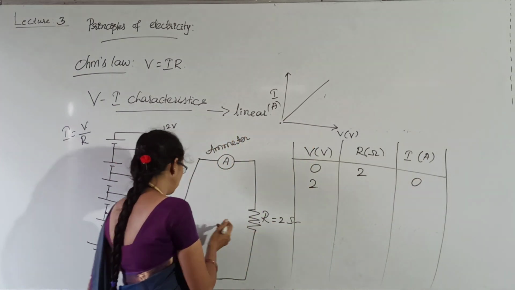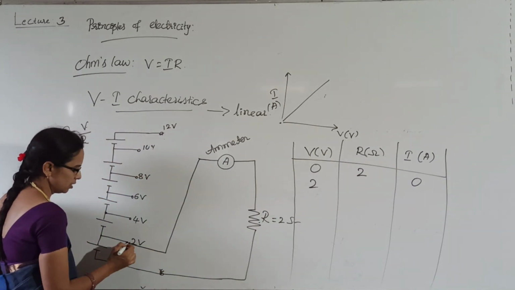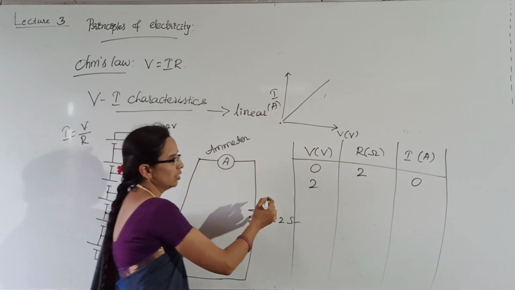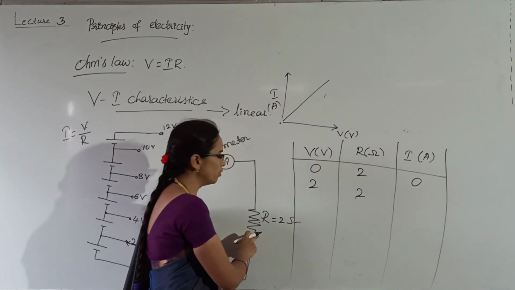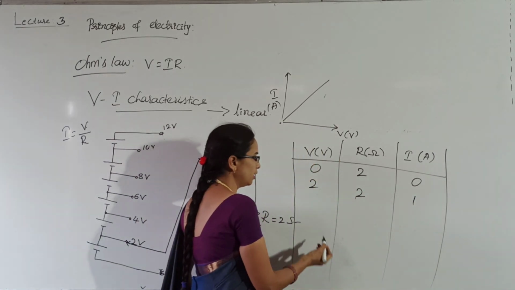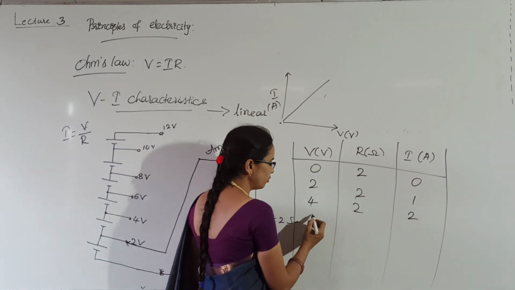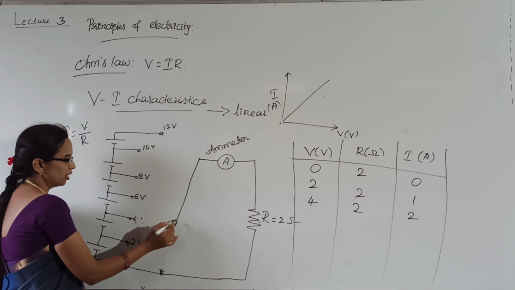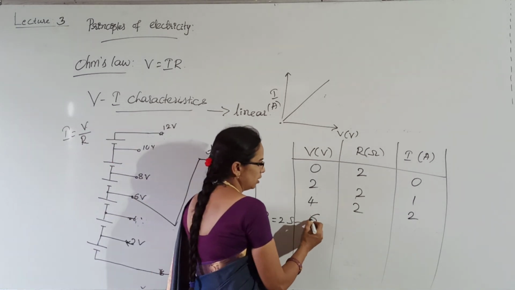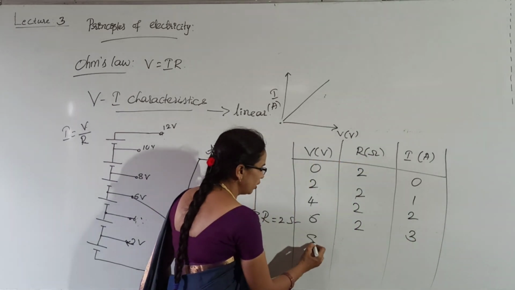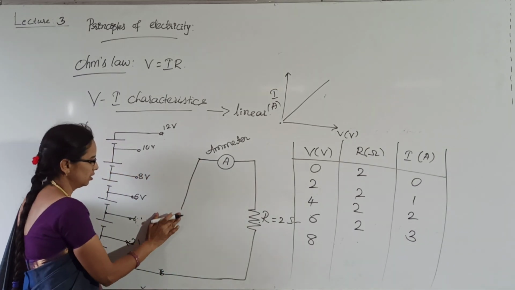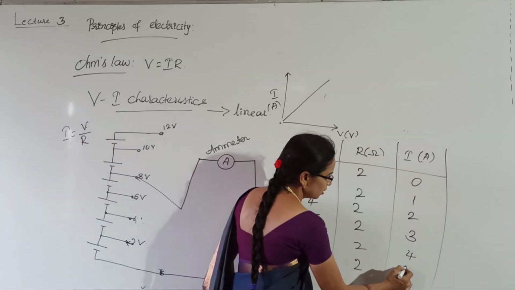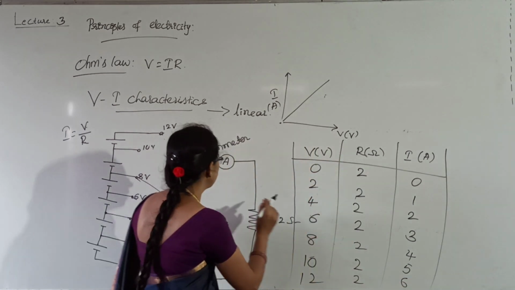If I apply 2 volt, it is 1 ampere. For 10 volt, it is 5 amperes. 12 volt is applied and it is 6 amperes.